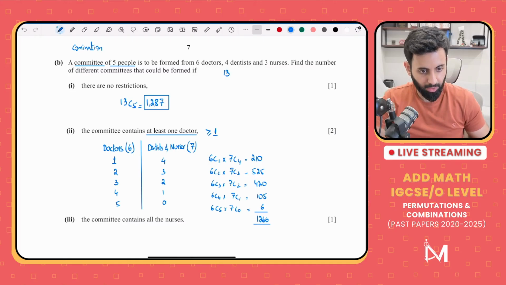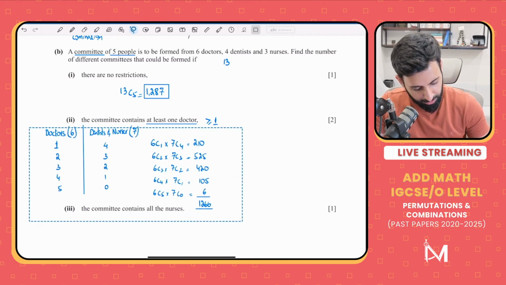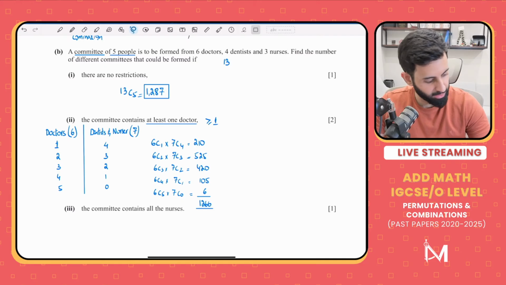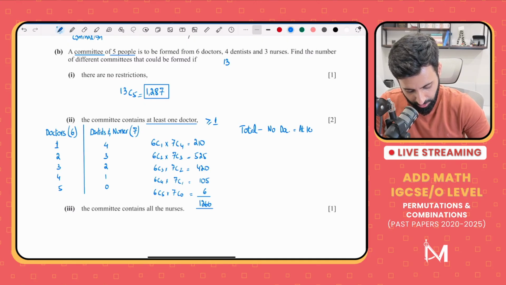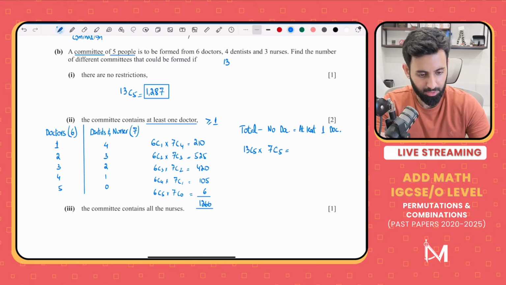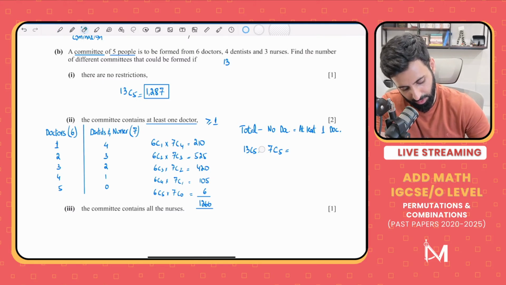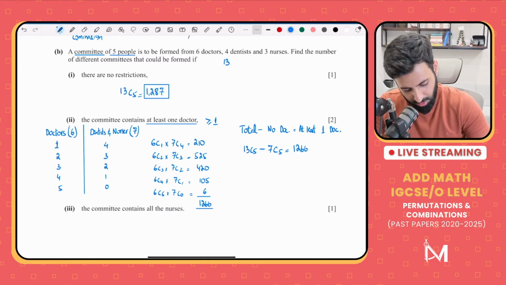Now, what's the shortcut? Let's have a look at the shortcut. The shortcut is that at least, what's the opposite of at least one doctor? Opposite of at least one doctor is no doctor. So total minus no doc is equal to at least one doc. Now the question has made us find out the total, which is 13C5. No doc basically means that you will select the 5 people from the dentists and nurses. So let's see what's that equal to. That's equal to 13C5 minus 7C5. Let's see if we get the same answer. Yep, we get the exact same answer, 1266. So this is a shortcut.